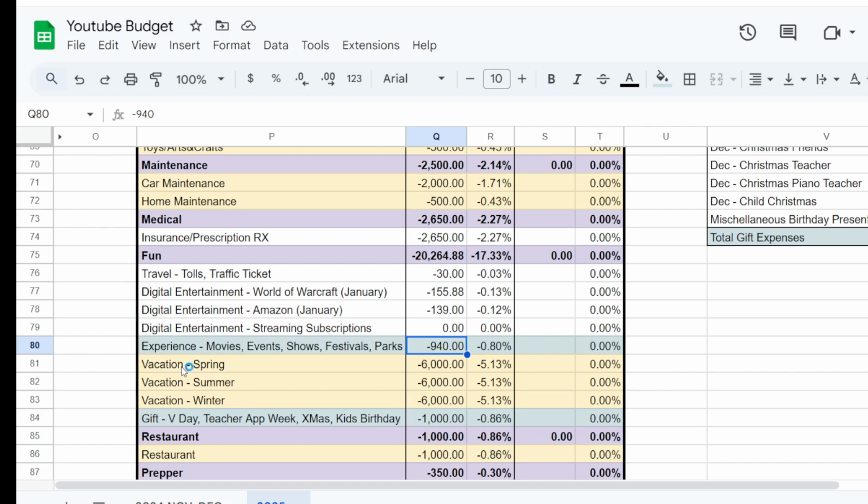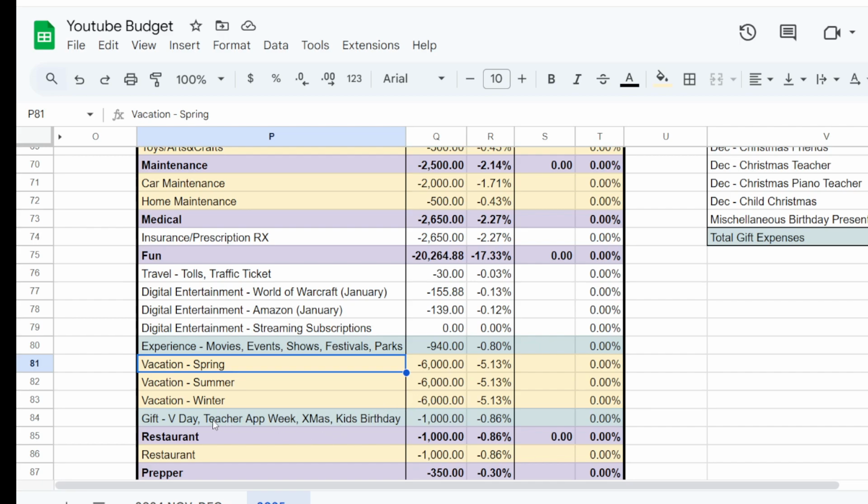So I do plan on taking a spring vacation, a summer, and a winter vacation. And so for these, I hope I can keep it under 6,000. But I'm not 100% sure because I'm actually going to be flying out. So I really don't know if I'm going to keep under this. So I might actually need extra money. I might need to pull from savings or something.